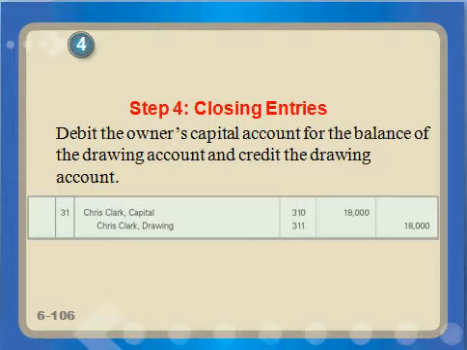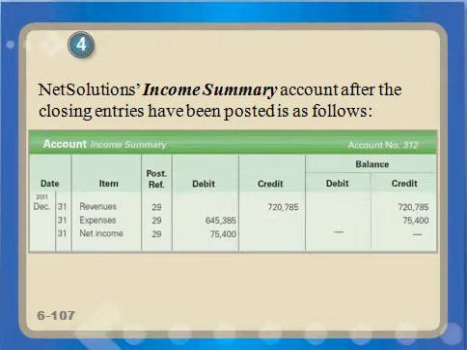So it's pretty similar to our retail business. And this shows the income summary. We had our credit for $720,785. We had our debit for $645,385. And that left us a balance of $75,400, and so we debited the $75,400 and credited the capital account, and that closed out our income summary account.